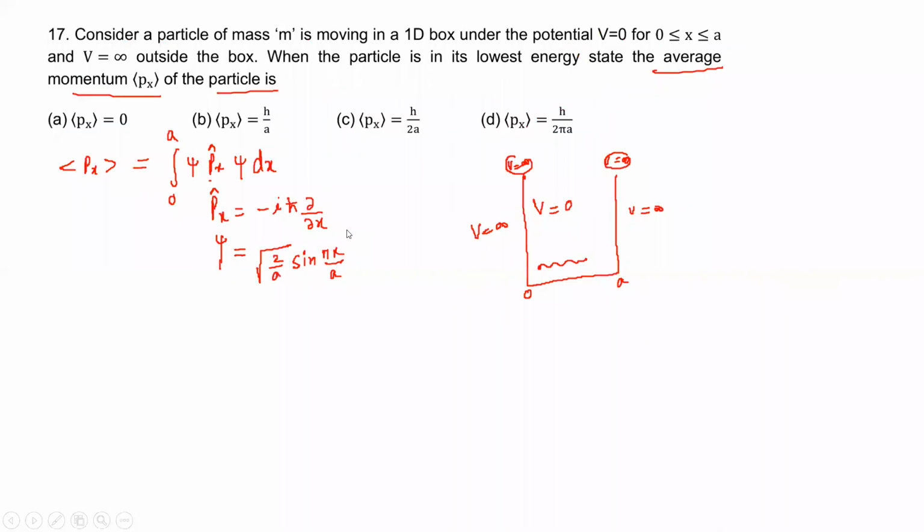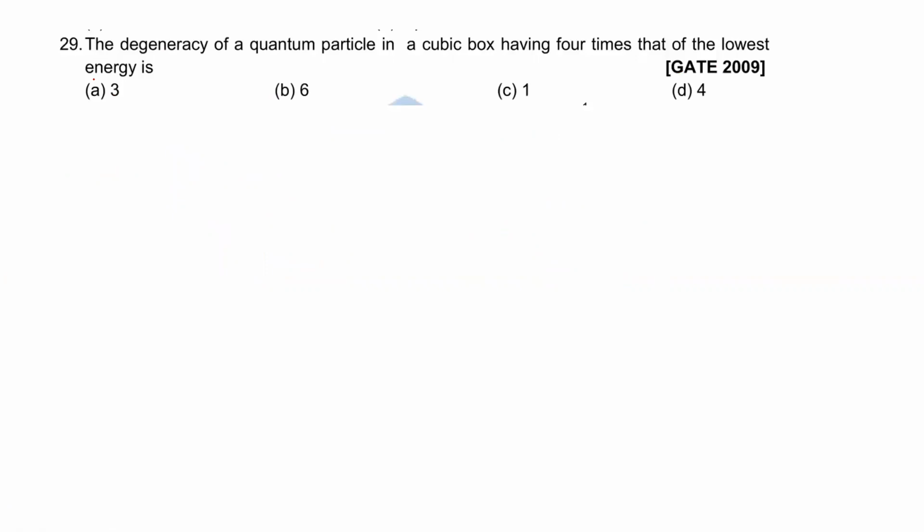Okay, now let's move to the next question. Here, this we have done, option A is correct. Now let's move to the next question. The degeneracy of a quantum particle in a cubic box having energy 4 times that of the lowest energy.